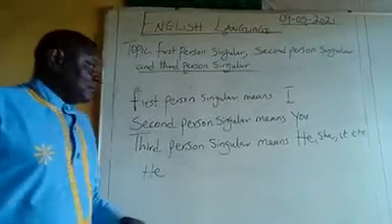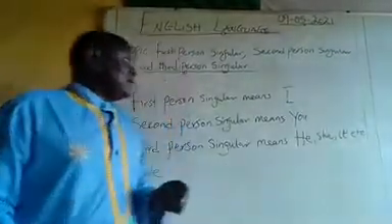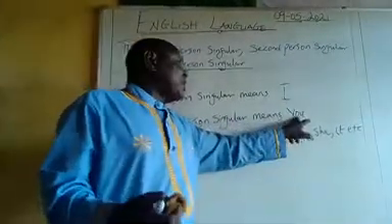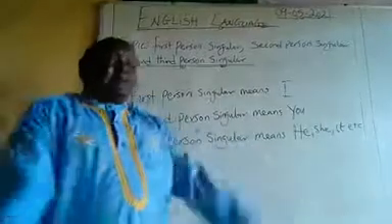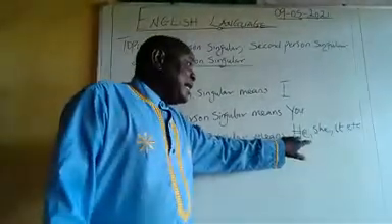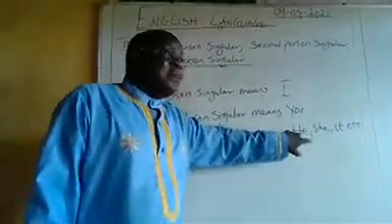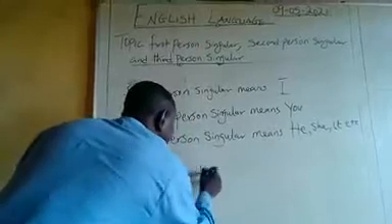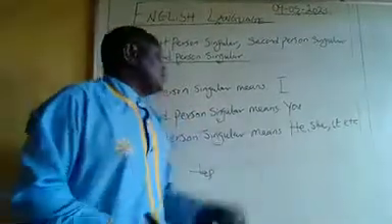A car. He has a car. But if you want to make sentence with this, I have a car. If you want to make sentence with this, you have a car. But for the third person singular, he has a car. Has, H-A-S, for the third person singular.